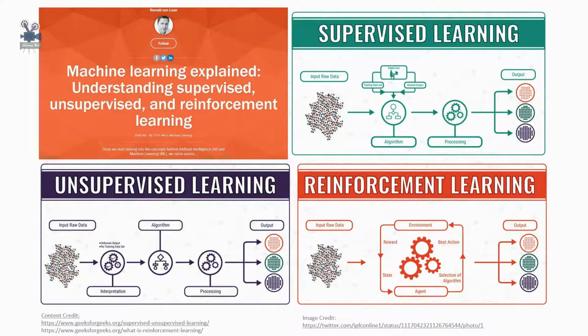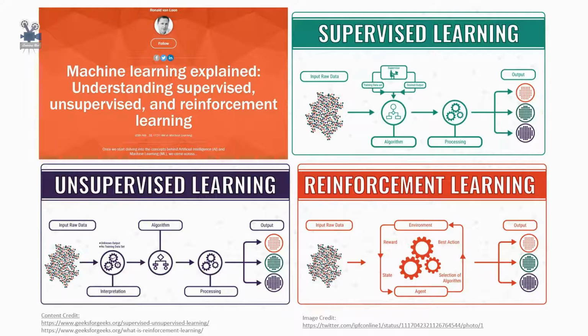Supervised learning. Supervised learning, as the name indicates, involves the presence of a supervisor as a teacher. Basically, supervised learning is a learning in which we teach or train the machine using data which is well labeled. That means some data is already tagged with the correct answer. After that, the machine is provided with a new set of examples or data so that the supervised learning algorithm analyzes the training data and produces a correct outcome from labeled data.